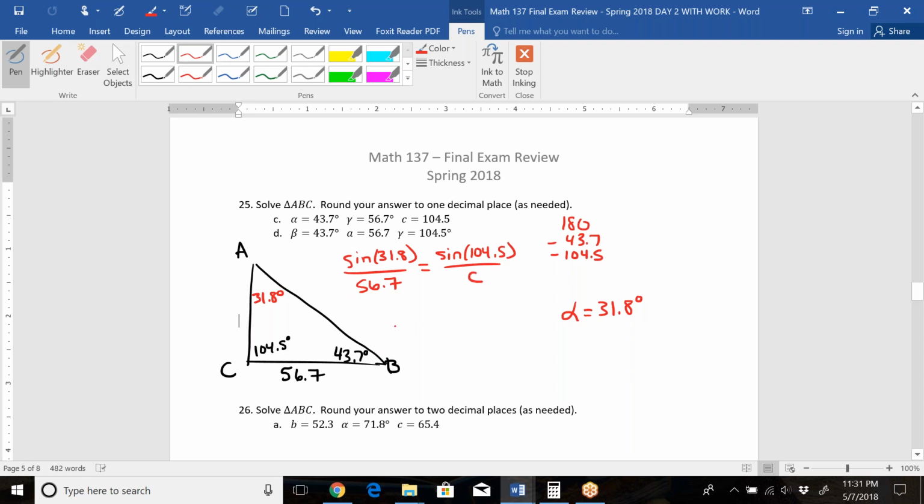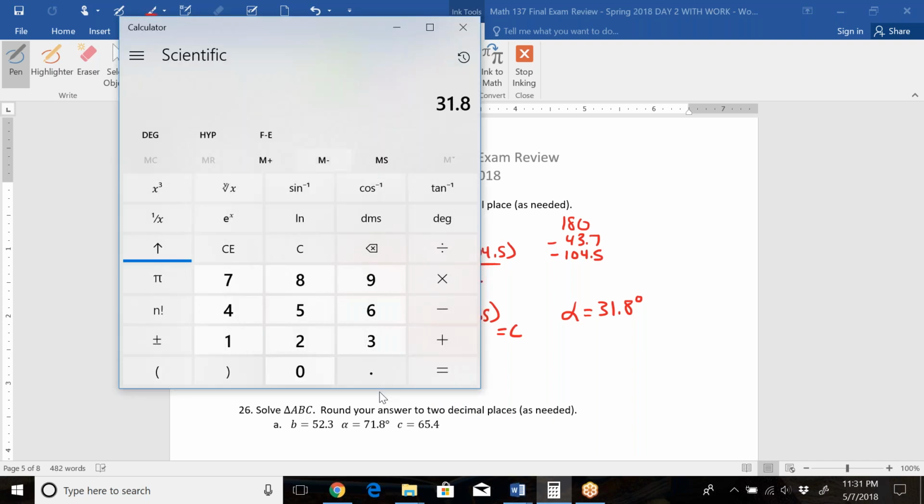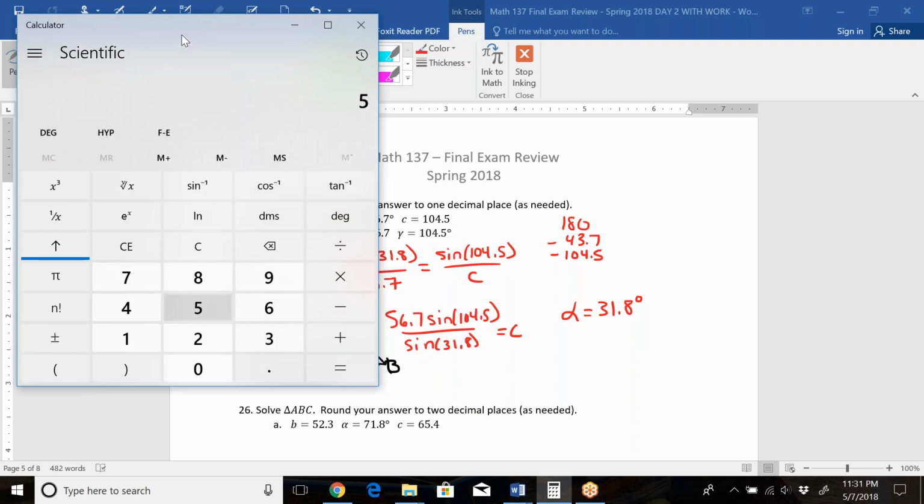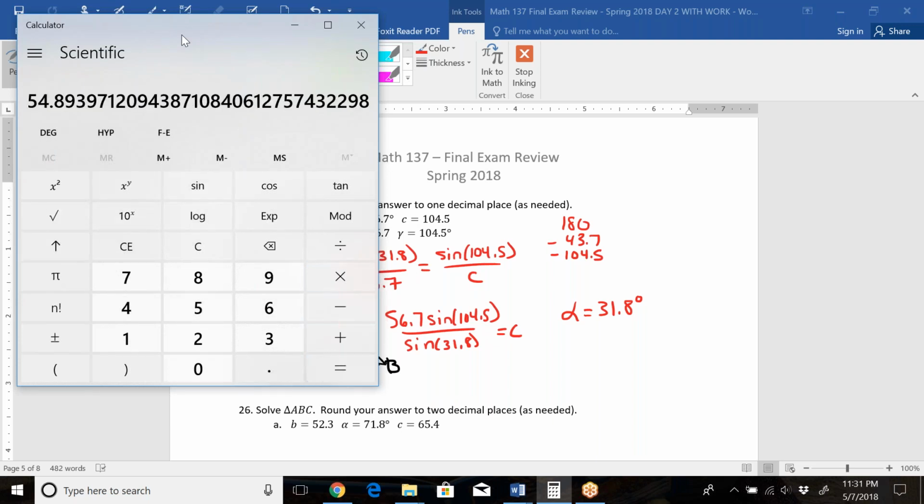So we would cross multiply here. So this is going to be 56.7 sine of 104.5, and then you divide by the one that is connected to the c. So sine of 31.8. So we get 56.7 times 104.5 sine, enter, divided by 31.8 sine, and that's 104 point, what are we supposed to round to? 1 decimal, 104.2.